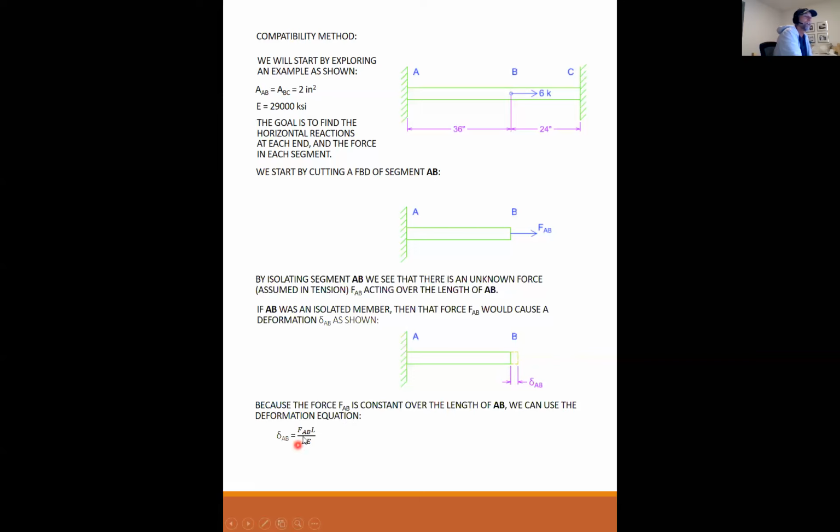So because the force is constant between A and B, we can use the deformation equation. Delta is equal to FAB L over AE. So the only unknown in this is FAB. The length is 36, the area is 2, E is 29,000. And so I can write this in terms of FAB, that delta AB is FAB over 1611.1 kips. So far, so good, everybody?